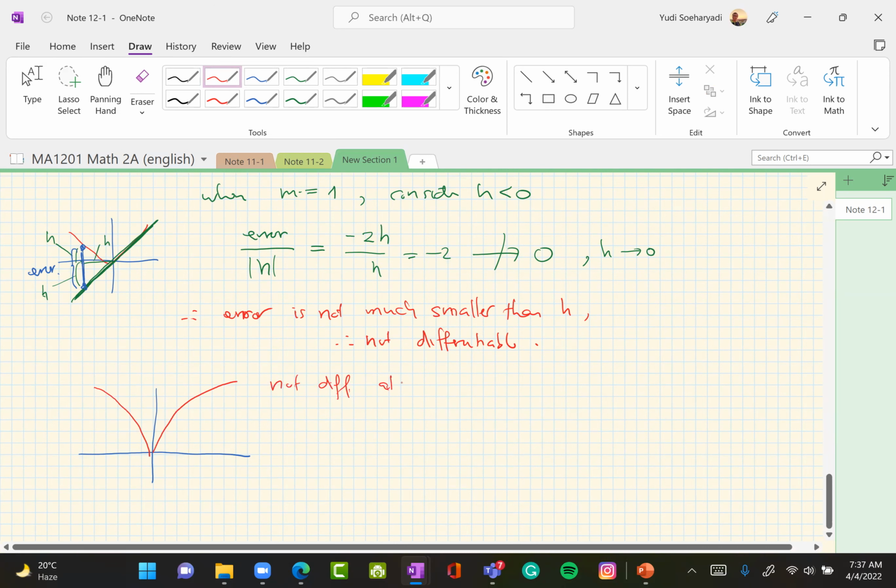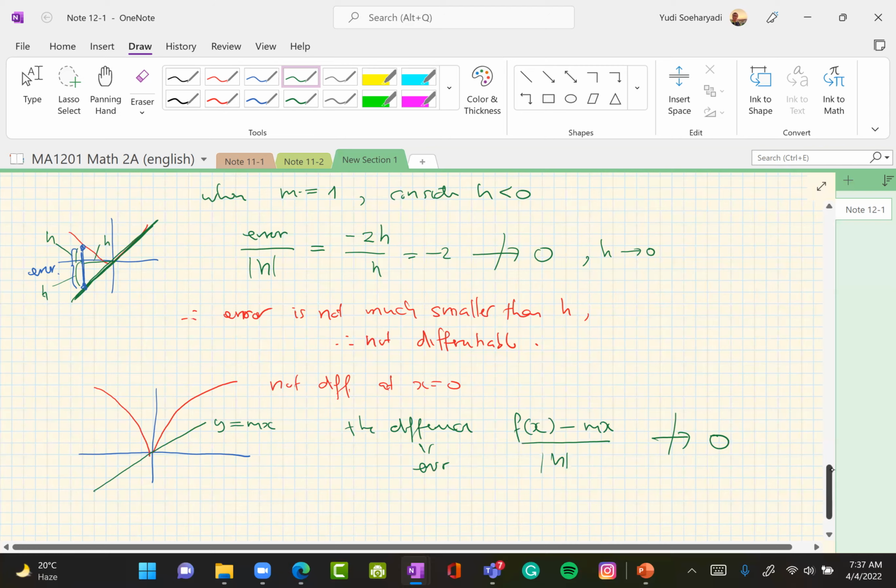This is not differentiable, f equals 0. Why? Because the error over h is not going to 0. These are not differentiable. All right.